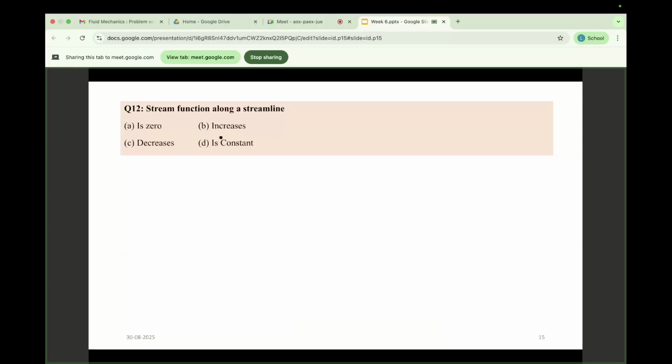So we are moving to the next question. Please try to solve this one. This is a simple question. I'm giving you 1 minute for this one.